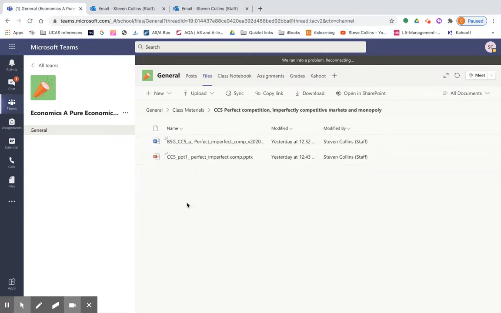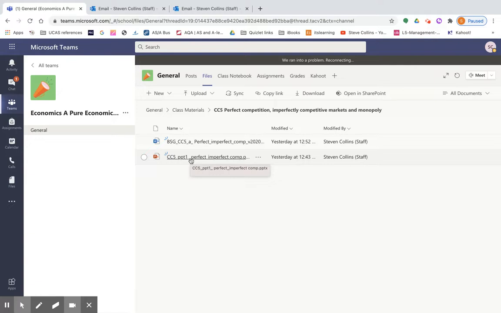Click on that, and basically you will have the Word document, which is essentially 5A, which is the booklet we're going to go through, and you have the first PowerPoint presentation for CC5 as well. So that's where they are. They are actually already uploaded onto your files area on Teams, and it should be a relatively straightforward process for you to get hold of the info that you need.